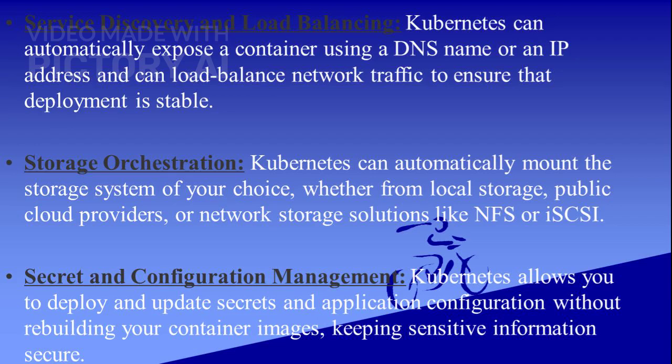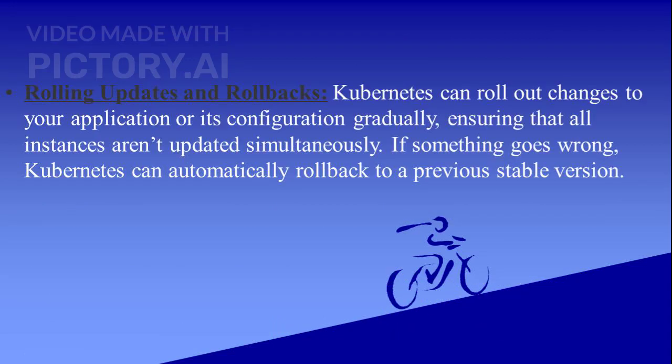Secret and configuration management: Kubernetes allows you to deploy and update secrets and application configuration without rebuilding your container images, keeping sensitive information secure. Rolling updates and rollbacks: Kubernetes can roll out changes to your application or its configuration gradually, ensuring that all instances aren't updated simultaneously. If something goes wrong, Kubernetes can automatically roll back to a previous stable version.